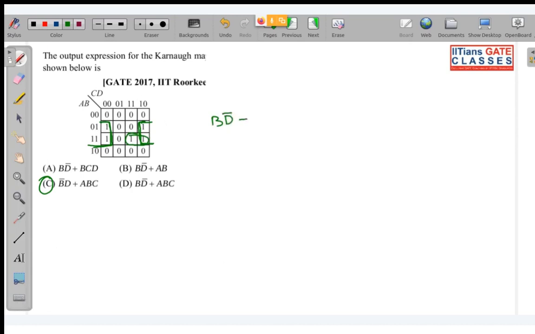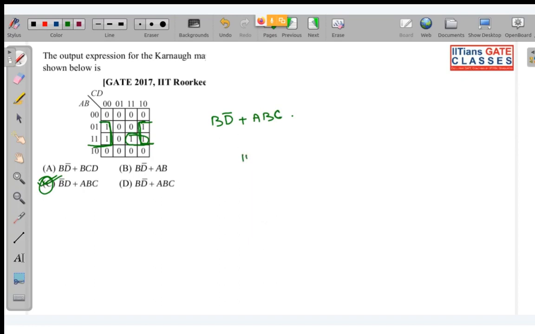So BD complement, and for this small group of 2, AB equal to 1 is common. So AB, and out of CD what is common? C equal to 1 is common. So ABC. Which option? Option C is your correct answer. Okay, option C is your correct answer.